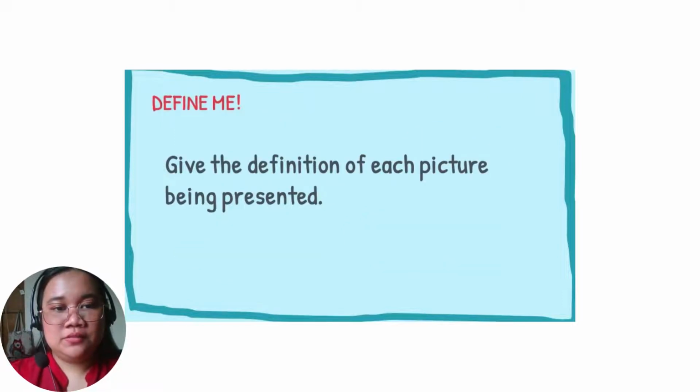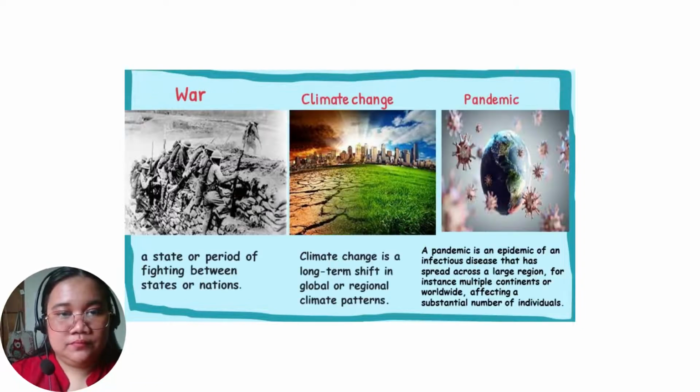Okay? Let's have our first activity wherein you're going to give the definition of each picture being presented based on your own word, alright? So the first word is war. In your own word, what is the definition of war? So a war can be a state or period of fighting between states or nations.